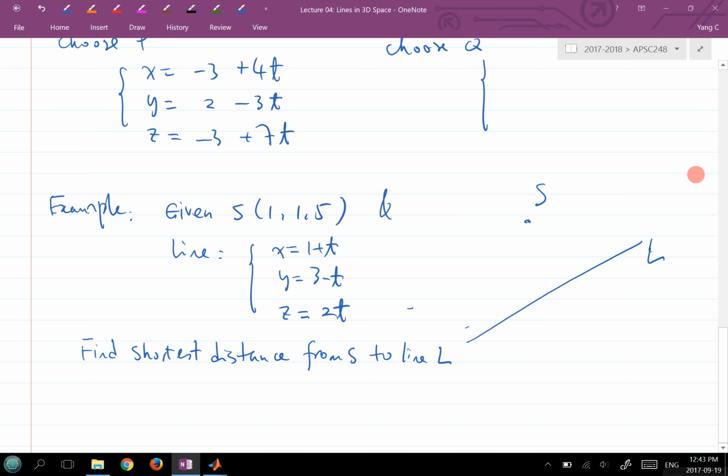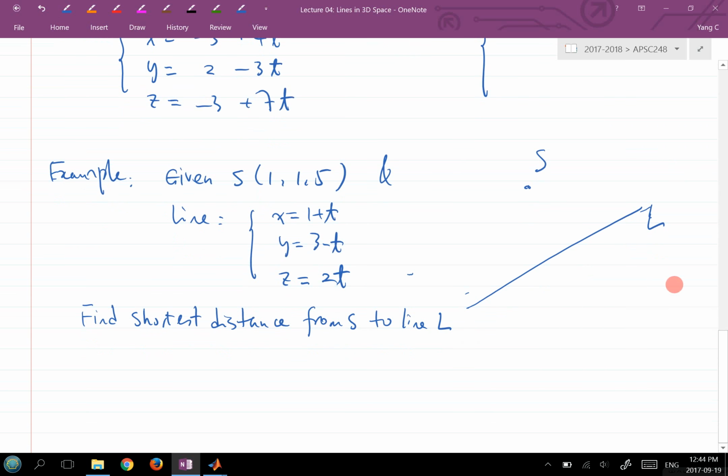And there are really a lot of different methods. I'll show you several different ones here. But before we start, let's examine this question again. Before we proceed, it's also good to establish some pre-knowledge. So you're asked to find the shortest distance from this point S to the line L.